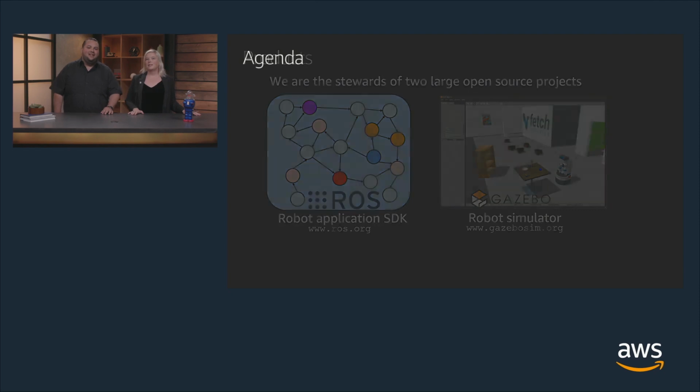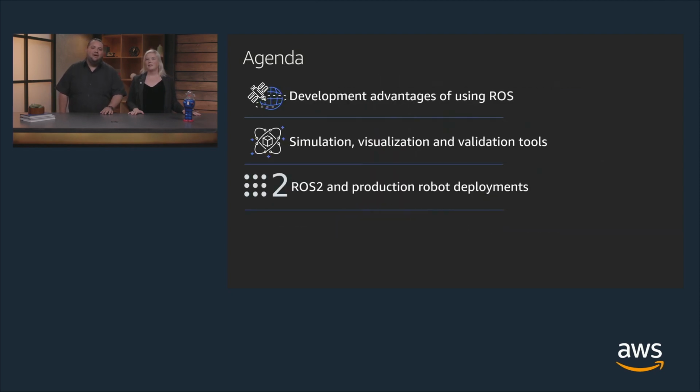Great. So today we're going to talk a bit about the development advantage of using ROS for building open source applications. We're going to talk about the simulation, visualization, and validation tools that developers can use for debugging, testing, and building robots. And we're going to talk about the next generation of ROS development going on today, named ROS2, and how it's used in production robot deployments.